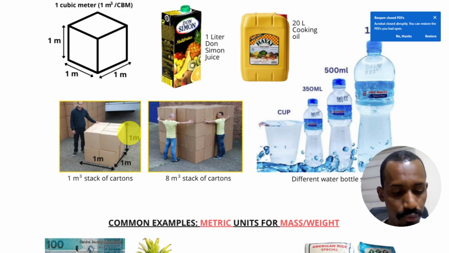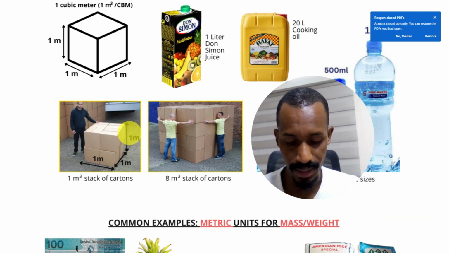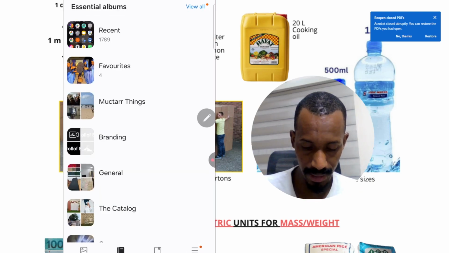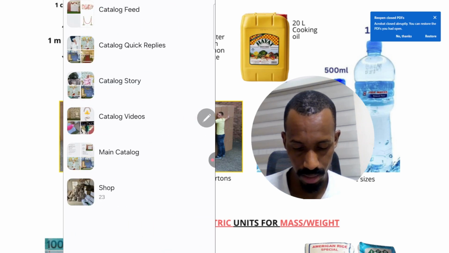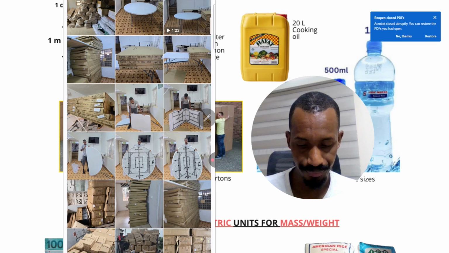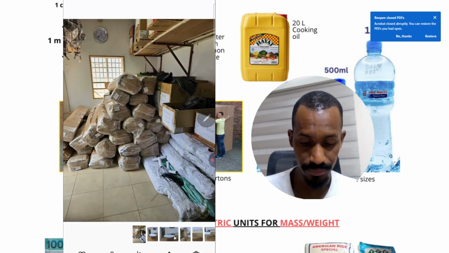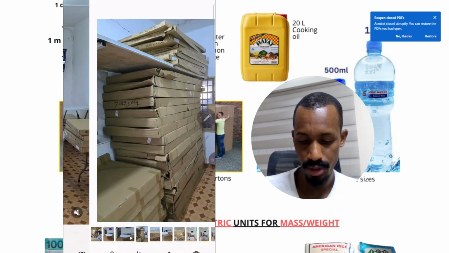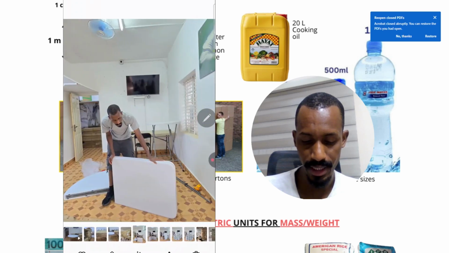Recently, we received items from China, and let me show you how they are. I think it's in our catalog shop. These are the items we received. These are tents, tables. You see how they come in their boxes.